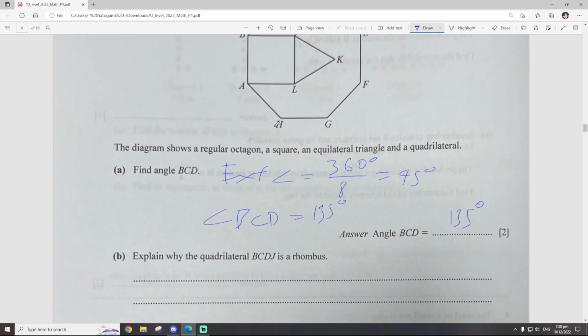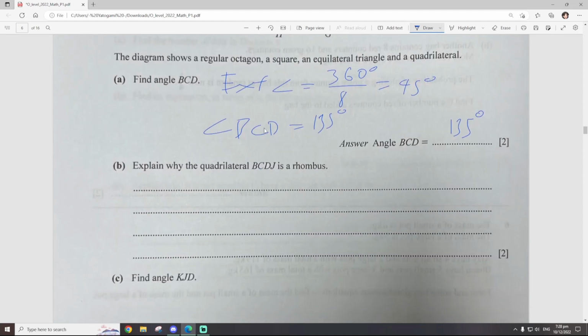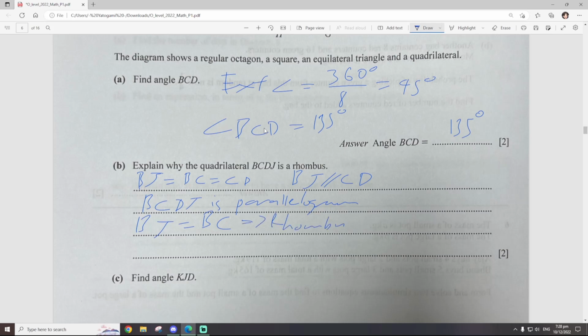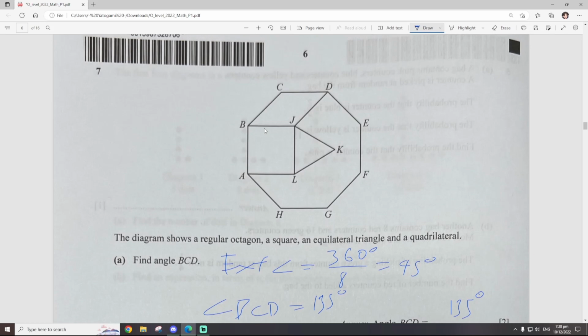So the reasoning would be BJ equals to BC equals to CD, and BJ is parallel to CD, so BCDJ is at least a parallelogram. BJ equals to BC implies that it's also a rhombus. Okay, so that will be sufficient. And if you want to convince yourself, you can use vectors that JD will be equal and parallel to BC.